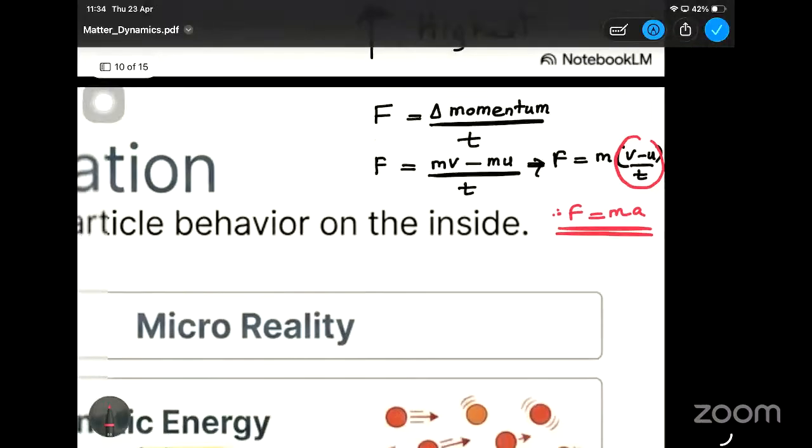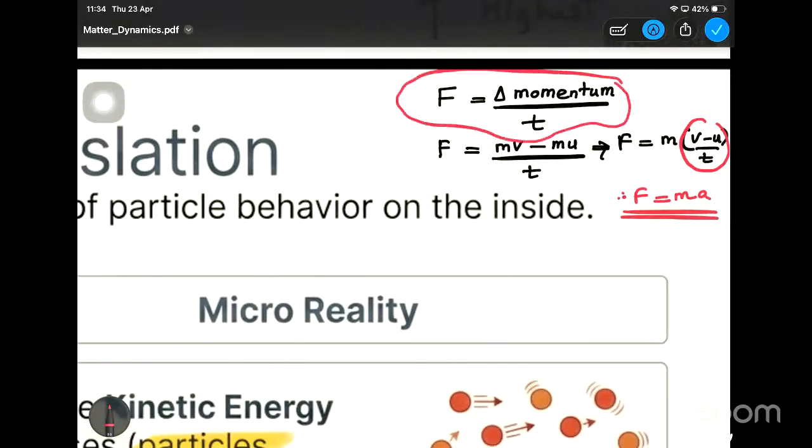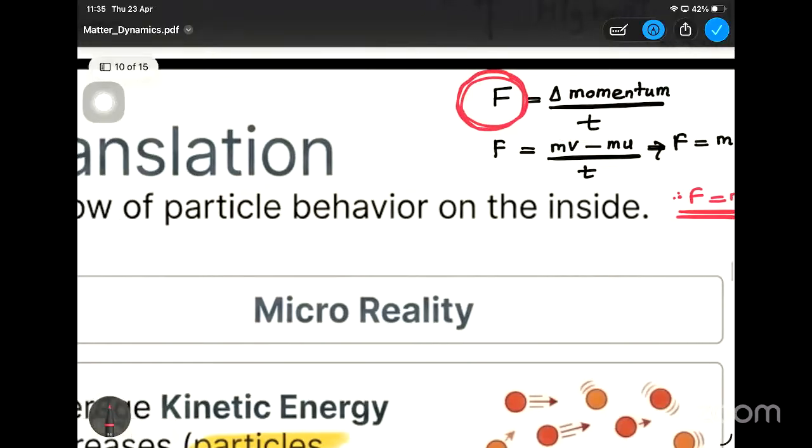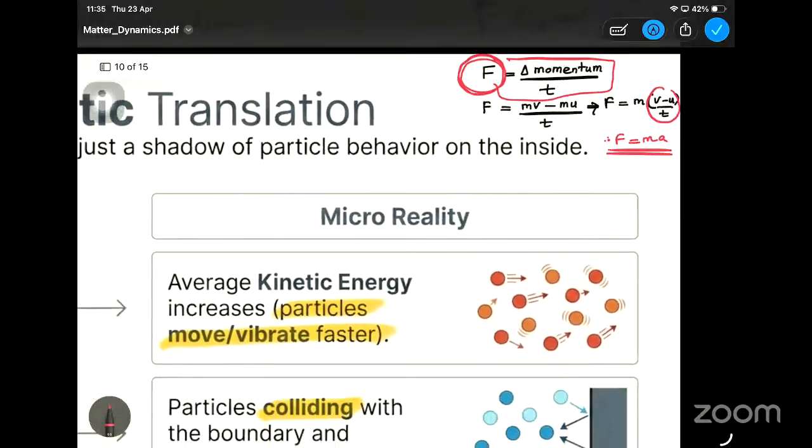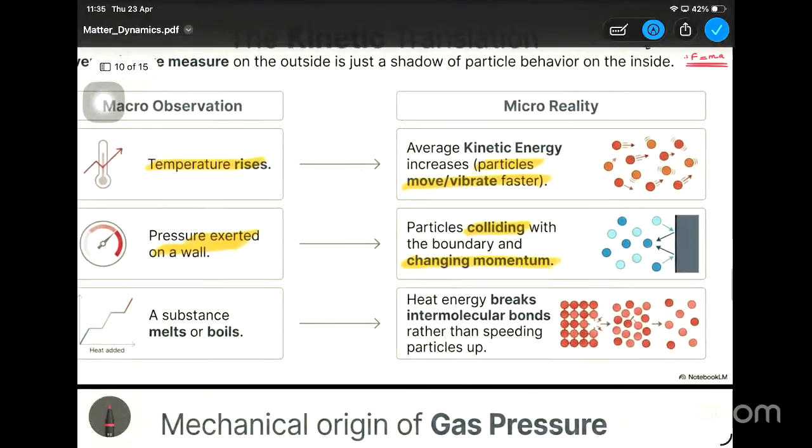So the momentum change will generate a force. That force is exerted on the wall as a pressure, right? The reason is that we know pressure equals F over A, right? The pressure equals F over A.